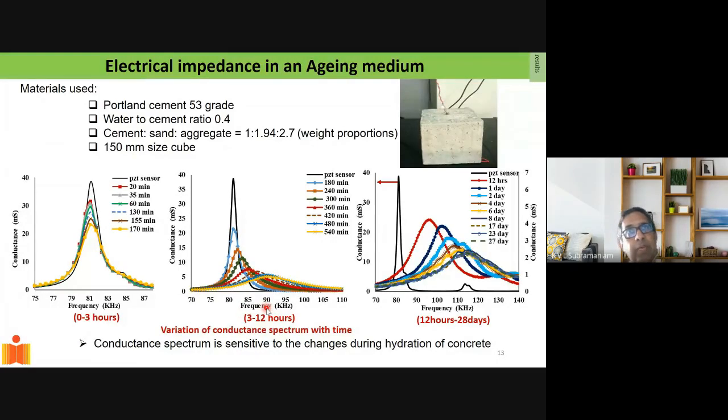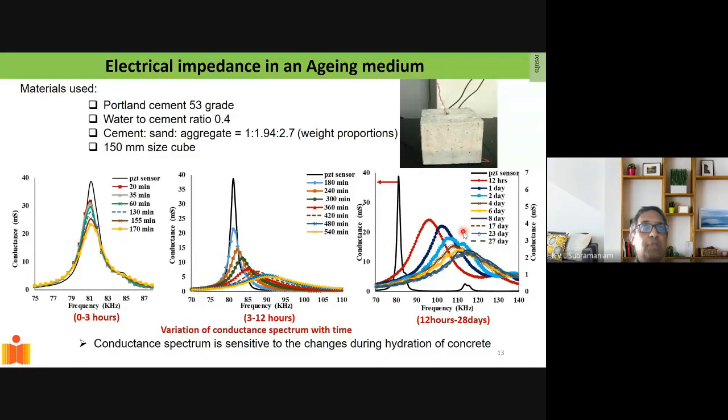It goes from a liquid to a solid. By the time 12 hours happen, the concrete has become a solid. It's still a weak solid, but it is a solid. So you can see that during the change of state, there's a very rapid drop in the amplitude and a rightward shift in the frequency. And that continues as the solid is getting stiffer and stiffer.